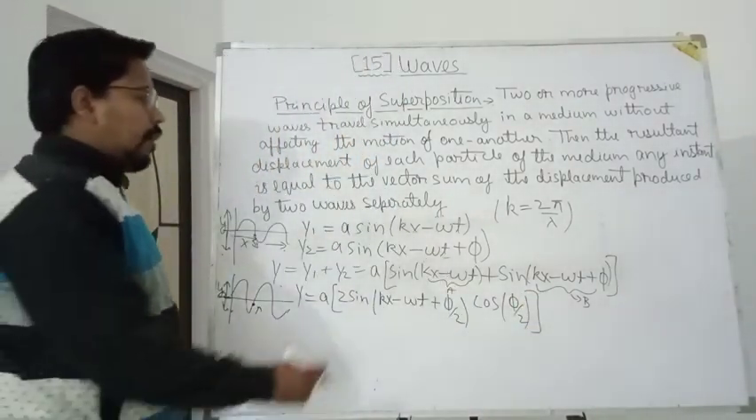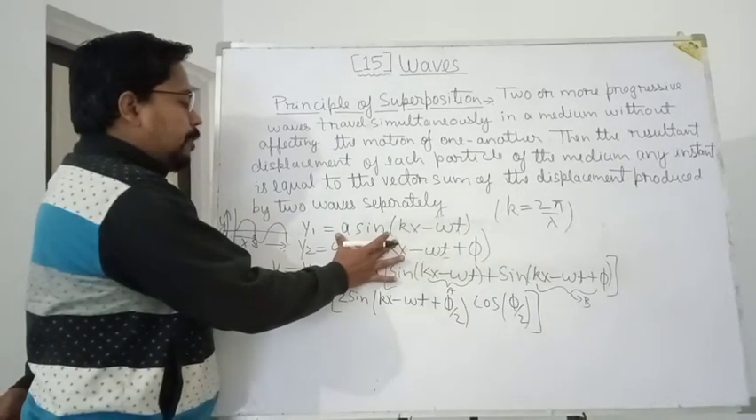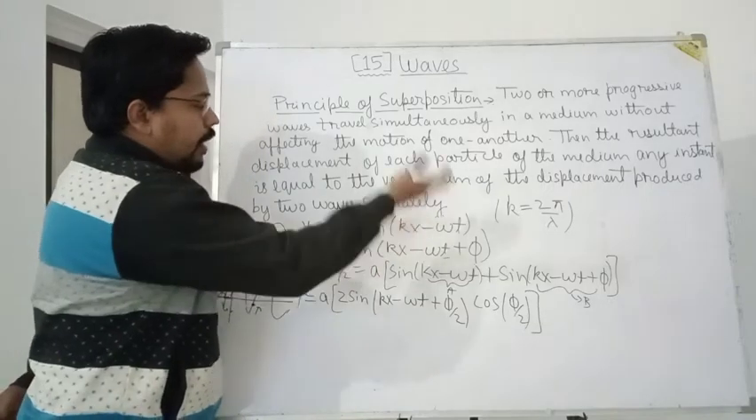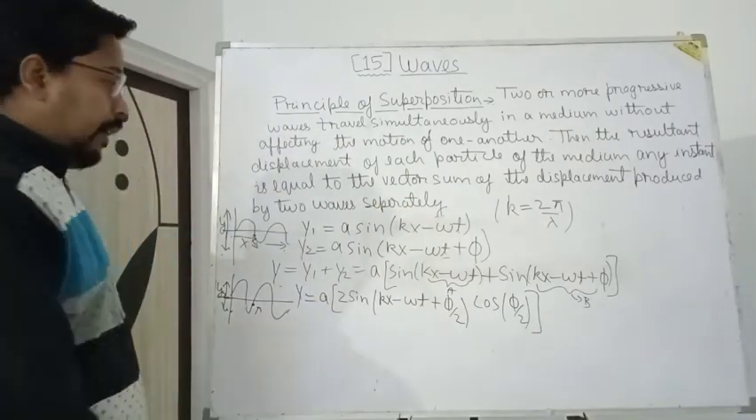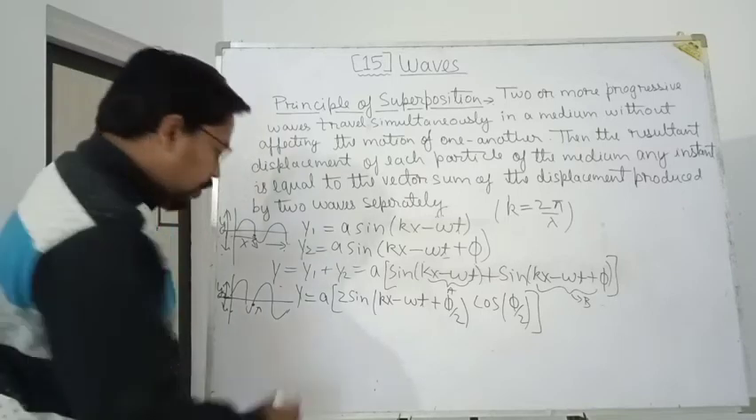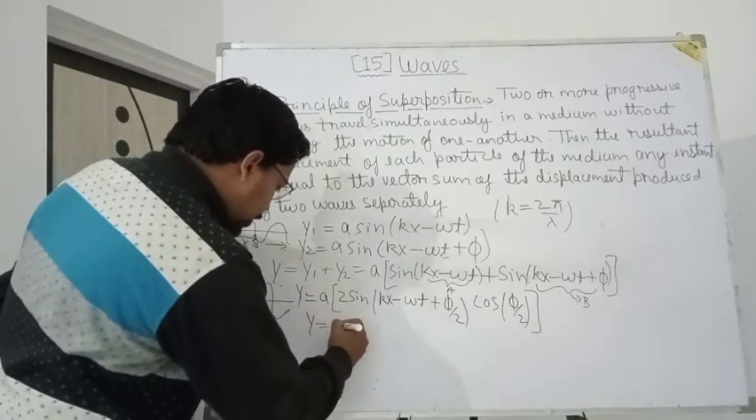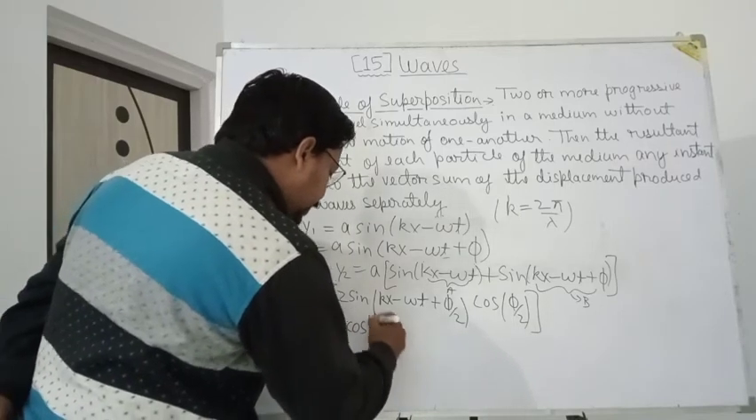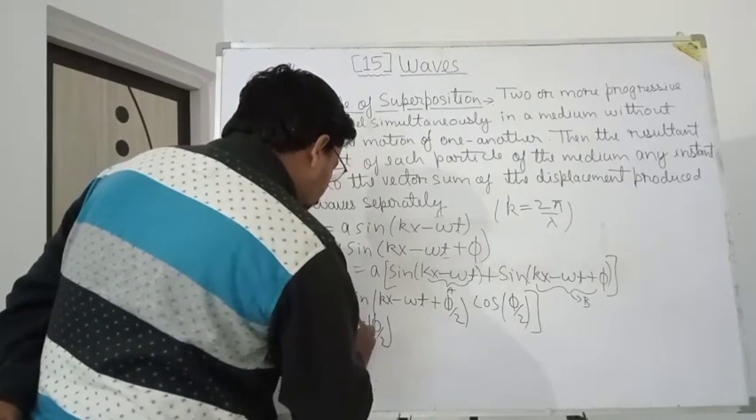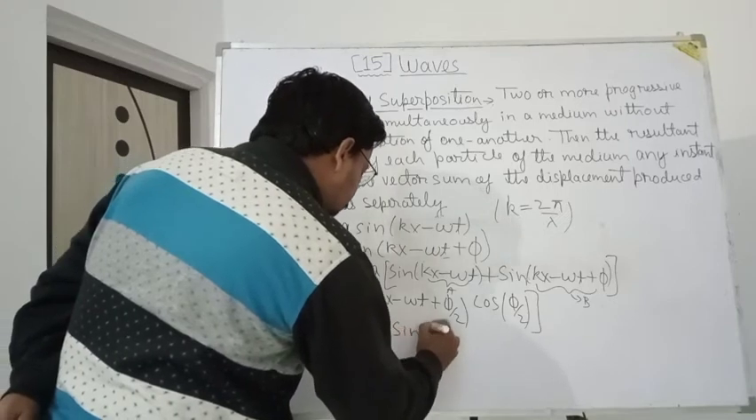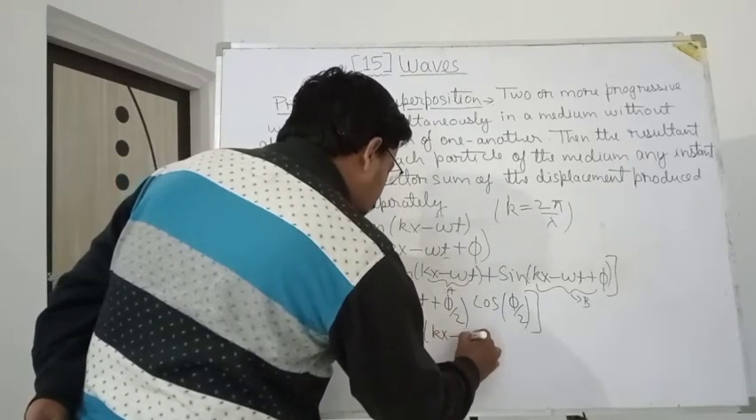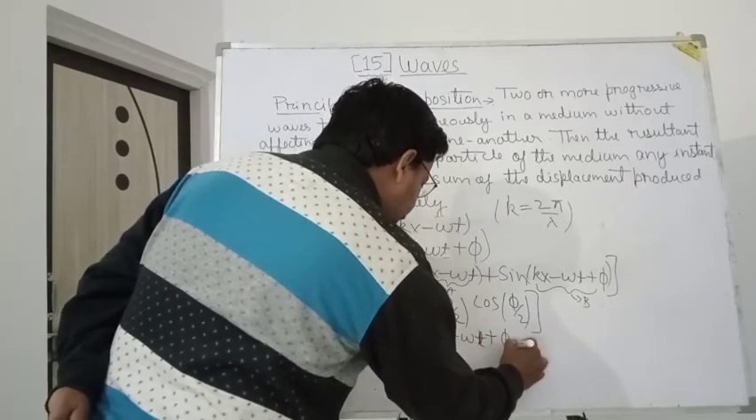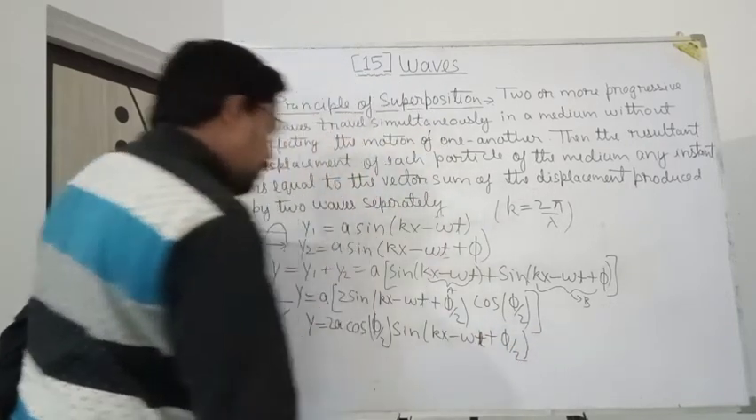So this is the format that we are getting here, and you can see this format is very similar to the displacement equation of a progressive harmonic wave, that is y equals a sin(kx minus omega t). But here the amplitude is somewhat different. Now if you rearrange this equation, you will be getting 2a cos(phi upon 2) into sin(kx minus omega t plus phi upon 2). This is what you will be getting from here.